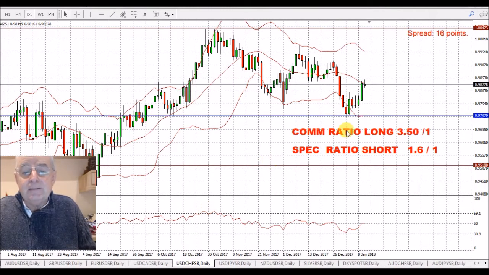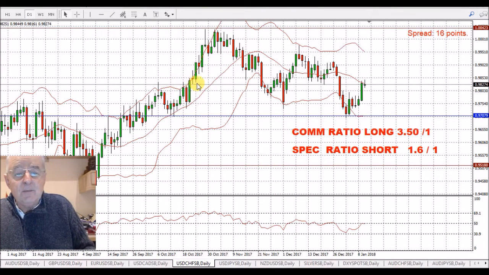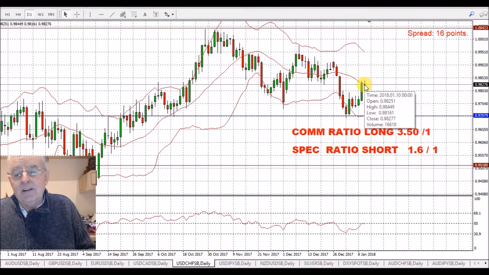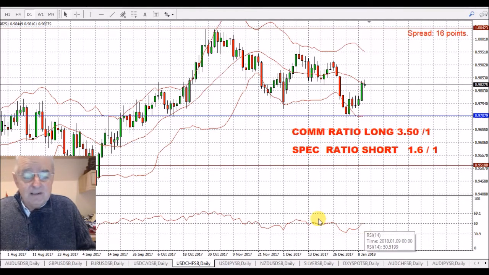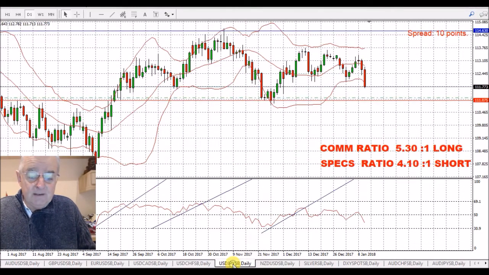USD Swiss franc. It's come up and hit a little touch of resistance right where it is. We've got a long ratio of 3.5 to 1, which is fairly stiff, and I think we might see a bit more downside on this pair. We've come up, we've hit the 50 on the RSI, and we're fairly flat today. So we'll see where that goes. I prefer it on the crosses, and I keep saying this. And, hey ho.